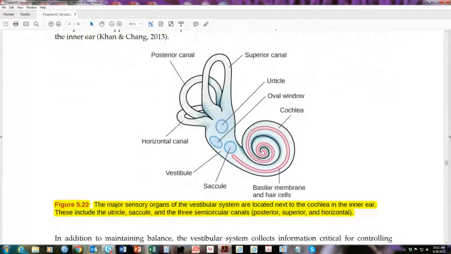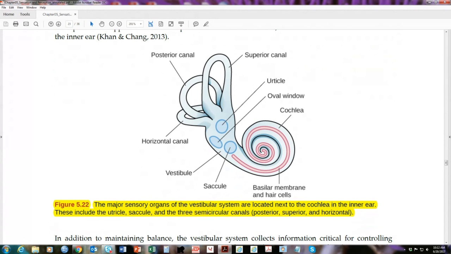Now let's talk about the vestibular system. The vestibular system is, again, these structures located next to the cochlea. They are filled with fluid, so you have your superior canal, your posterior canal, your horizontal canal. And these structures are filled with fluid, and the receptors are hair cells, just like for hearing. We also have a couple of other structures called the utricle and the saccule. The saccule and utricle have hair cells in them, but they also have little structures called otoliths.